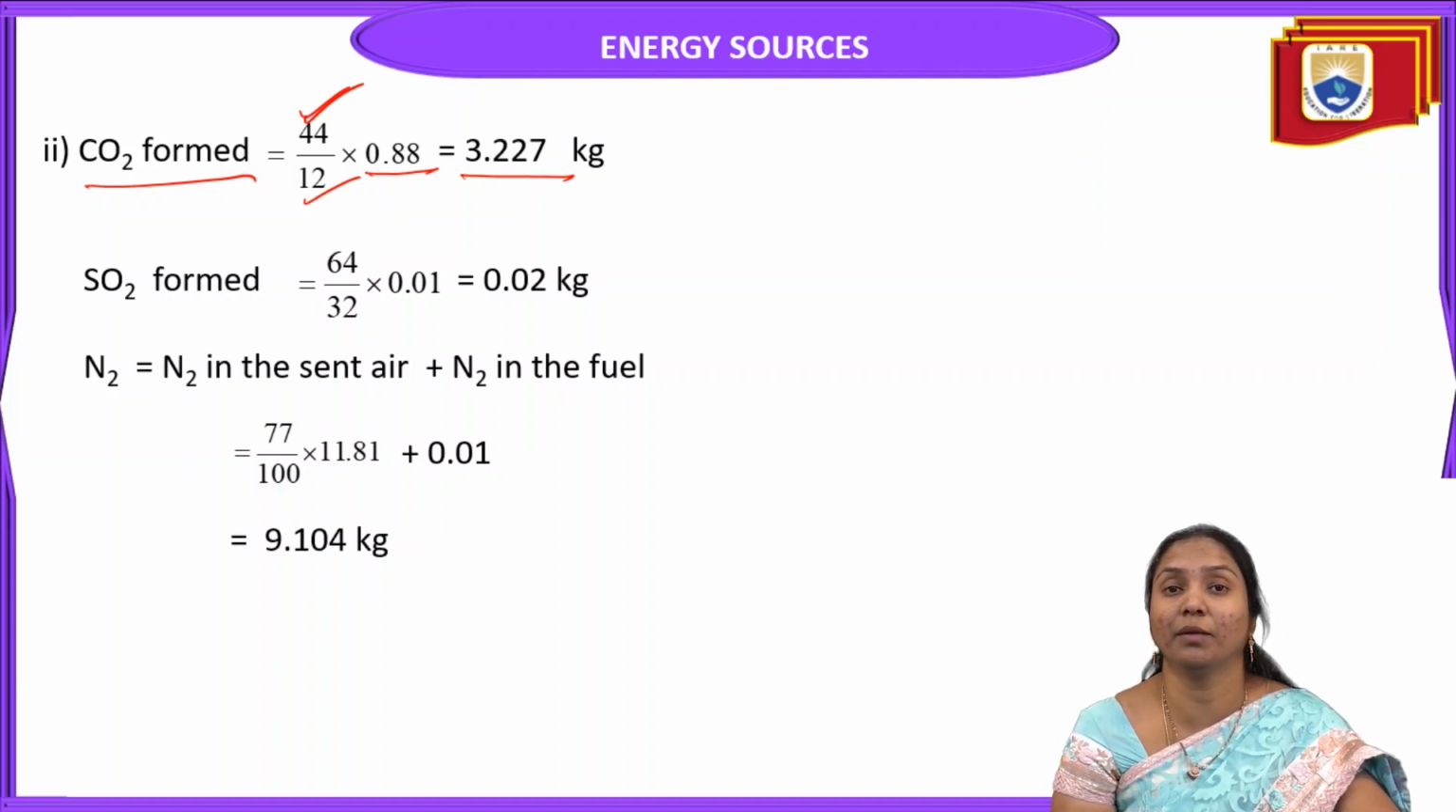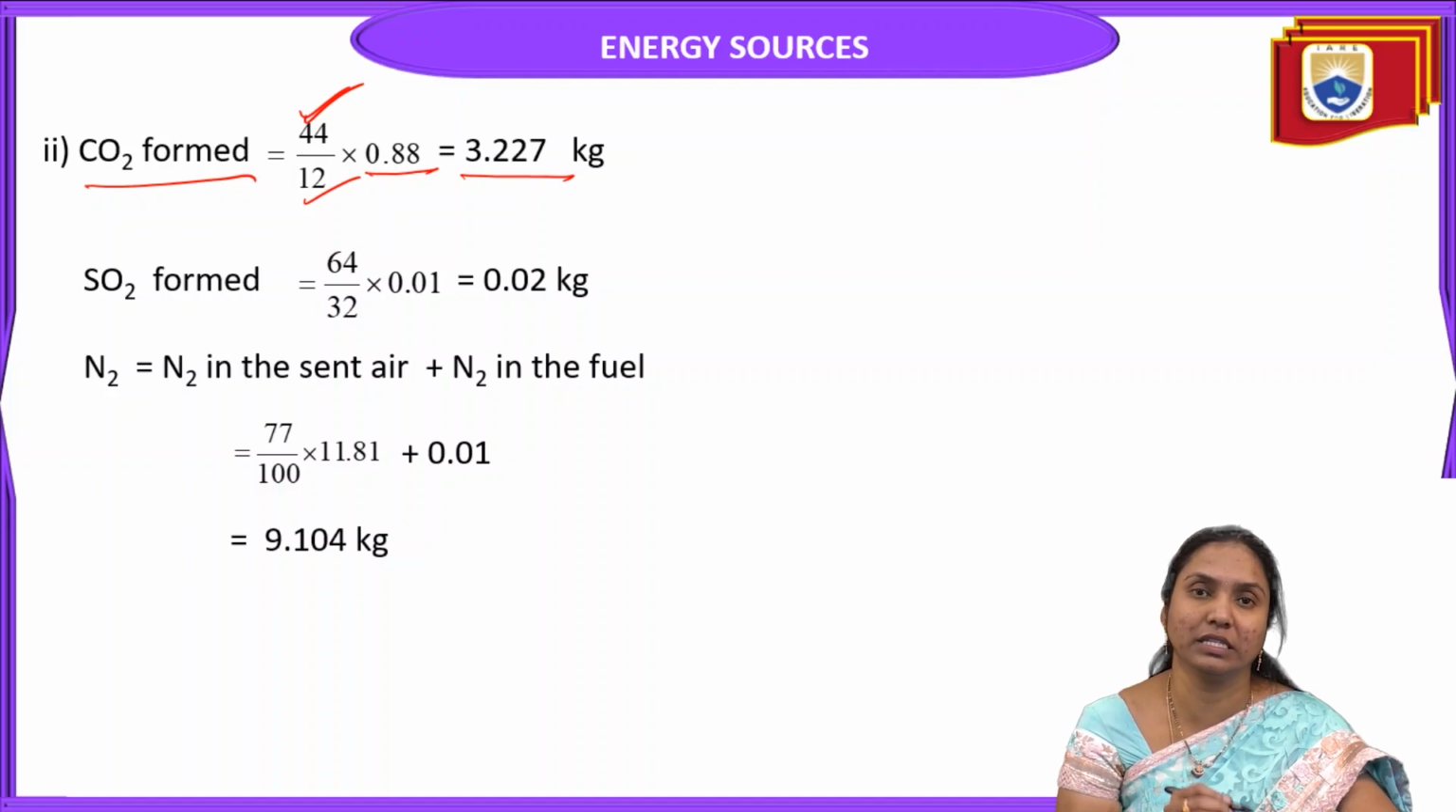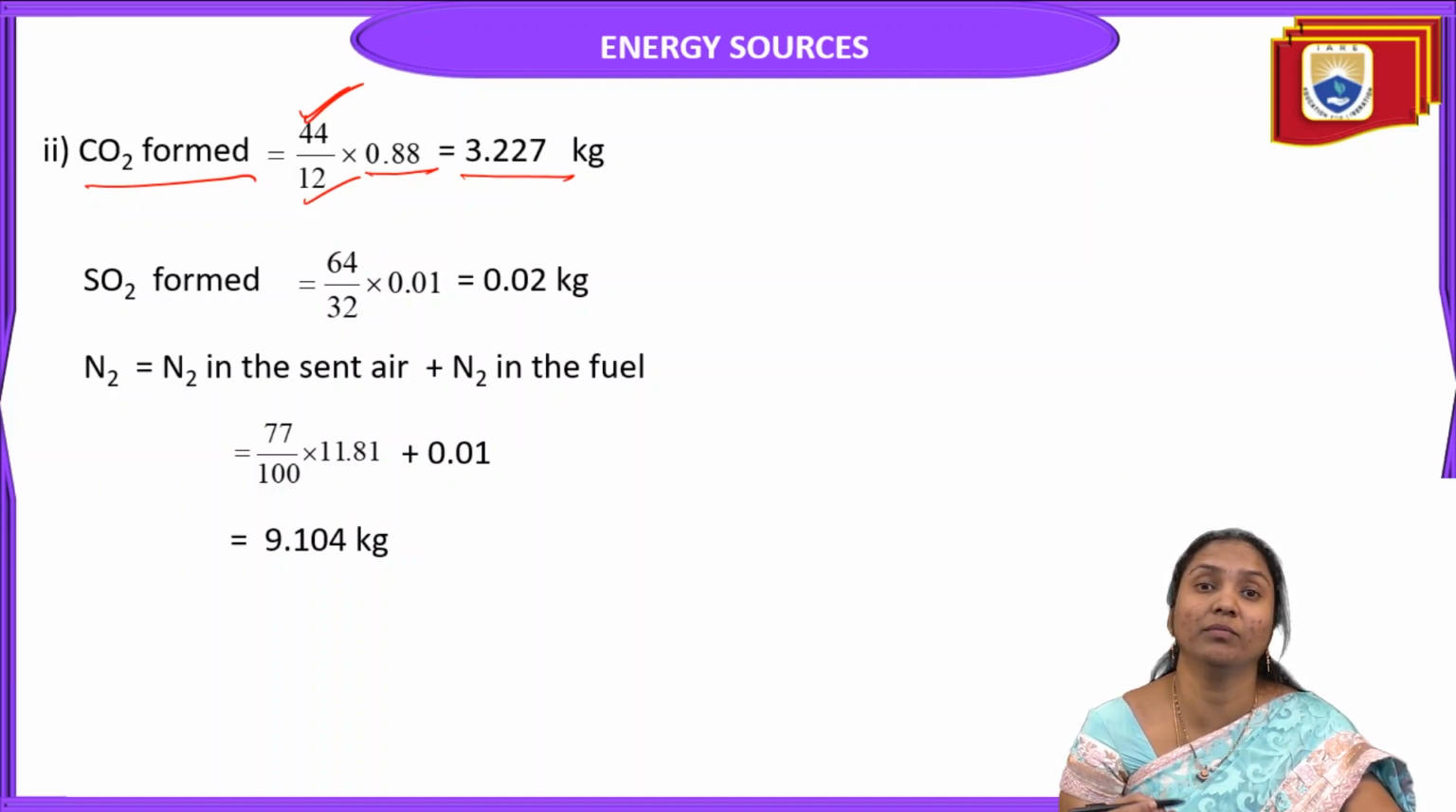3.227 kilograms of carbon dioxide is formed during that reaction. When carbon reacts with oxygen, it forms the combustion product. What is the weight of that product? 3.227 kilograms. In the same way, we can calculate the sulfur dioxide.